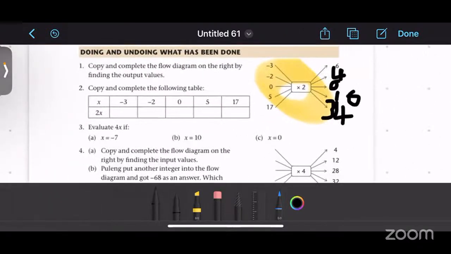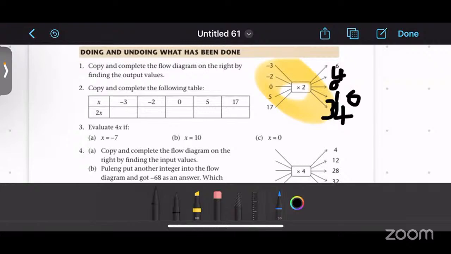Okay, no problem. So these are the output values. Manahil and Katleho, if she's still in here, these are the outputs that we have for input values of -3, -2, 0, 5, and 17 when the rule is multiply by 2. Do you see that? Yes, ma'am. So that's how you say it.